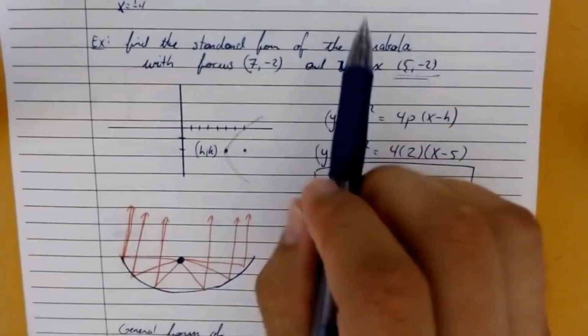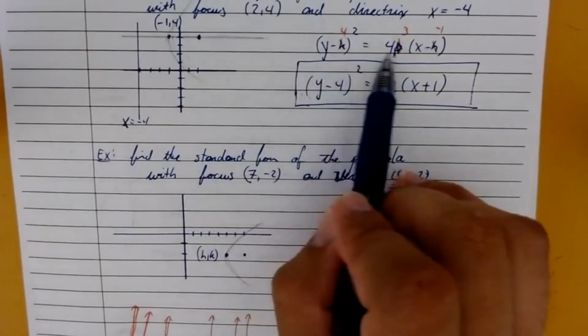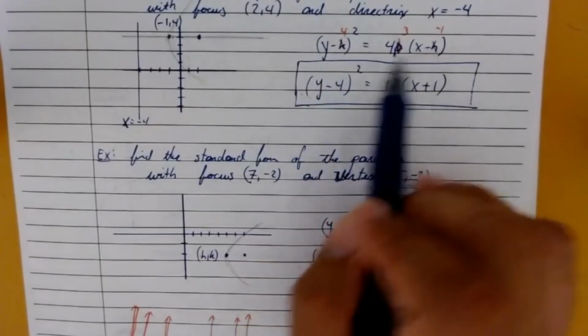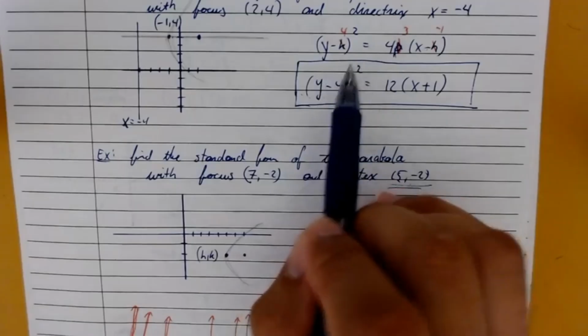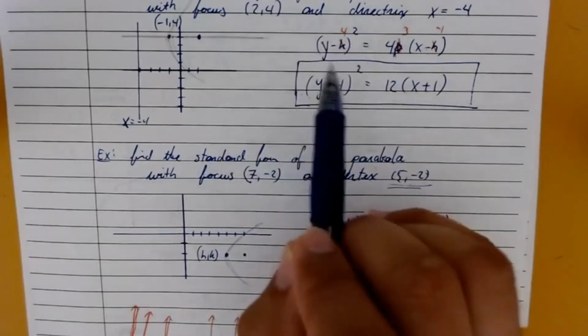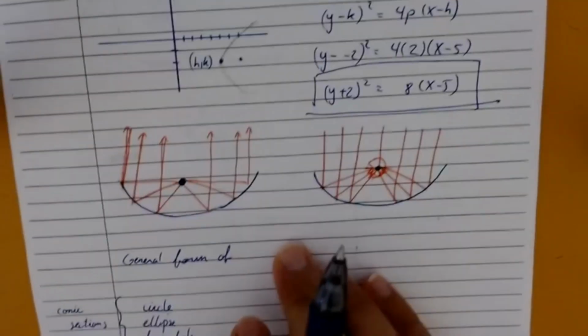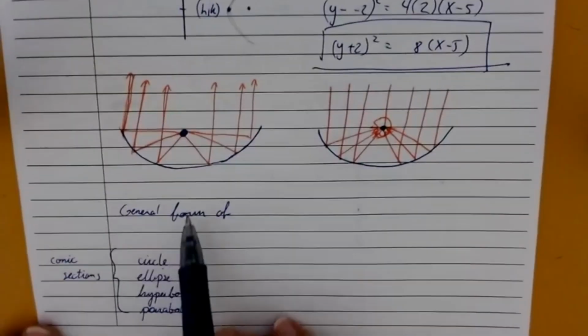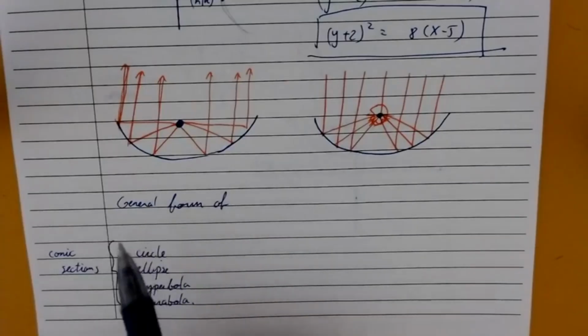We've seen several standard forms of conics. y minus k squared equals 4p times x minus h. Or x squared over a squared plus y squared over b squared equals 1. Or x minus h squared over a squared minus y minus k squared over b squared equals 1. We've seen standard forms of conics. It turns out that all of the standard forms can be rewritten to look exactly the same, what's called the general form of a conic.